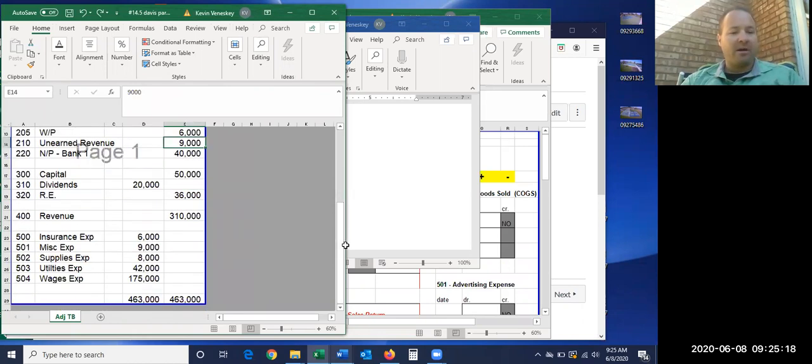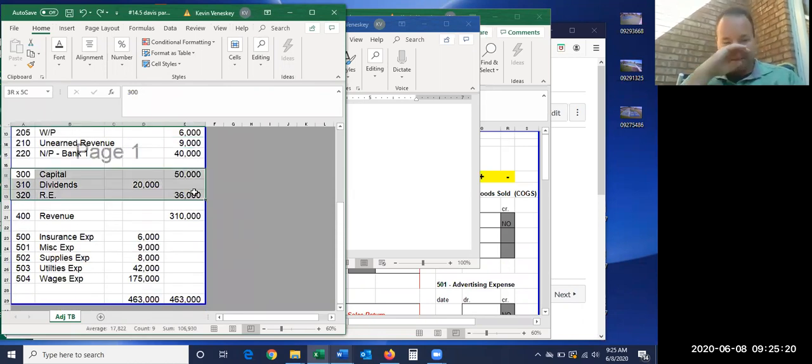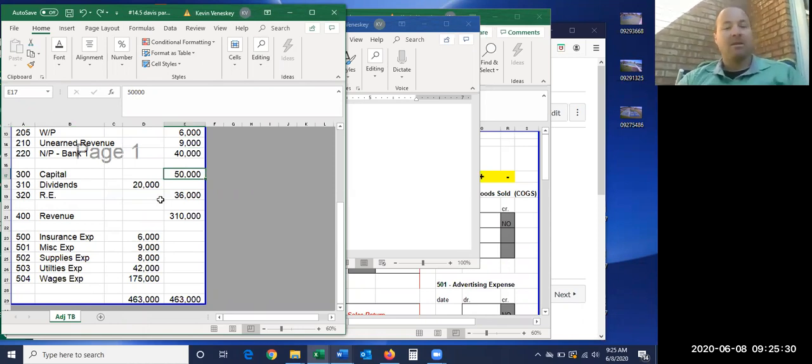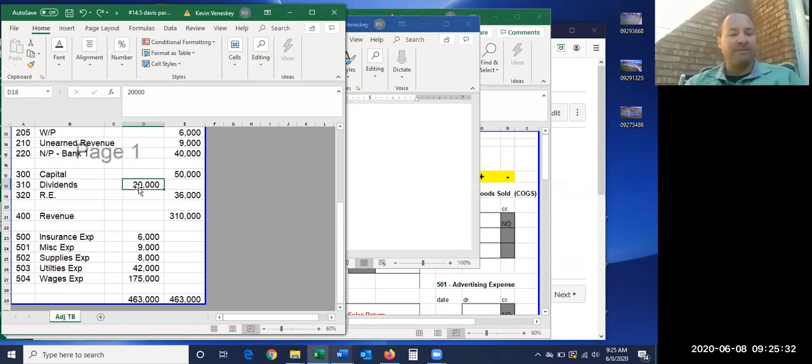Then we keep coming down. We got our owner's equity accounts, things that the owner has put in 50,000 of their own stuff, whatever it's cash or equipment. They've paid themselves 20,000. And then they have retained earnings, what they've accumulated in earnings throughout all the years that they've been in business. They've accumulated 36,000. And then this year, what's happened this year in the business? They've earned 310,000.